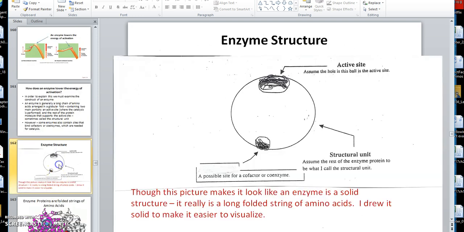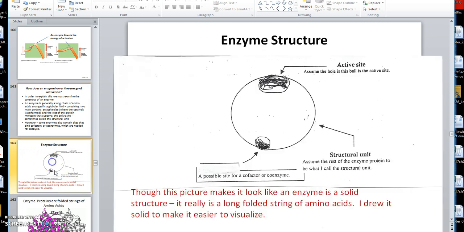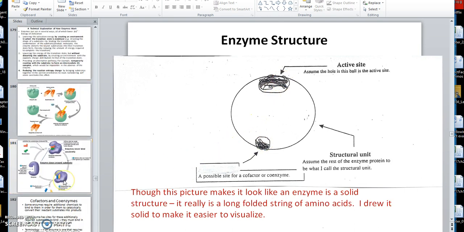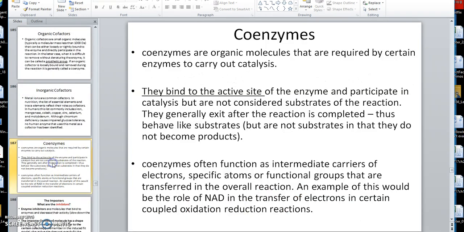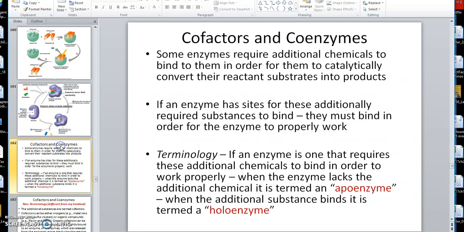I go back, in my model I mentioned that some enzymes contain sites that bind cofactors or coenzymes as needed. So I kind of put it here. It could be within the active site. It doesn't always have to be right there. But a cofactor, so we go back here. All right. Cofactors. Some enzymes require something additional. If they require that, no matter what else you have, they still are going to need that. That's what we call a cofactor or coenzyme.